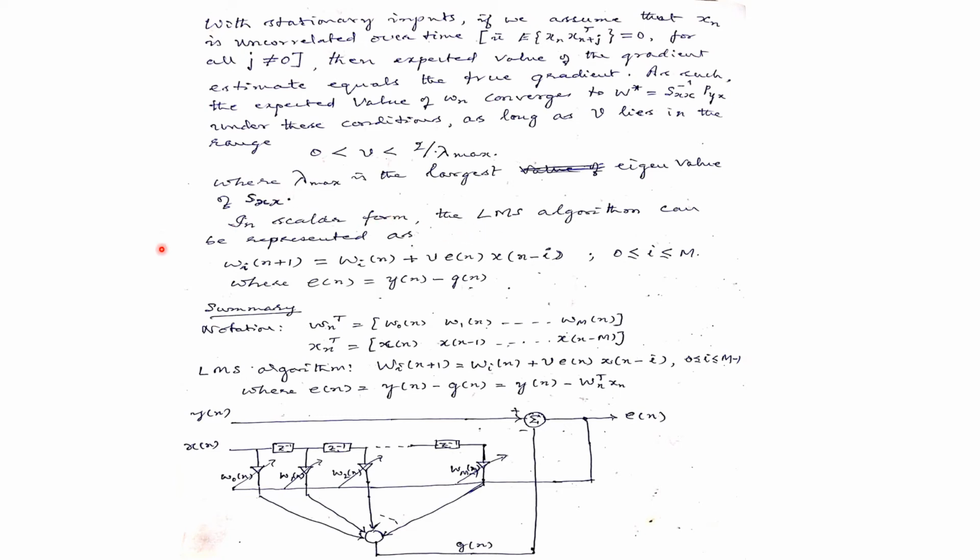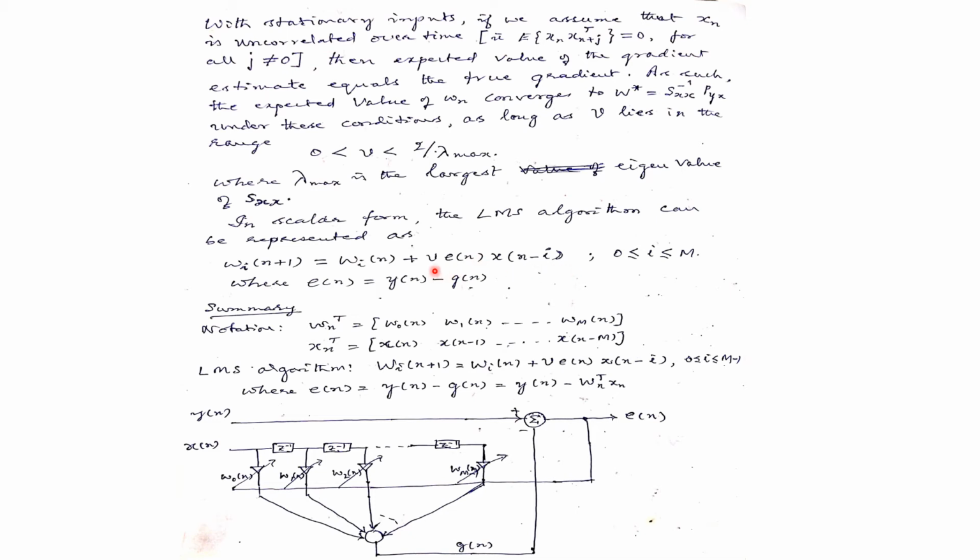I can also represent it in the scalar form. In this case, you'll be evaluating every element based on every value that you have. So w_i(n+1) can be w_0(n+1) or w_1(n+1), w_2(n+1), which means that i ranges from 0 to m, that is, the number of coefficients that we have. w_i(n+1) is equal to the same filter coefficient at the current instant, w_i(n), plus v into e(n) x(n minus i).